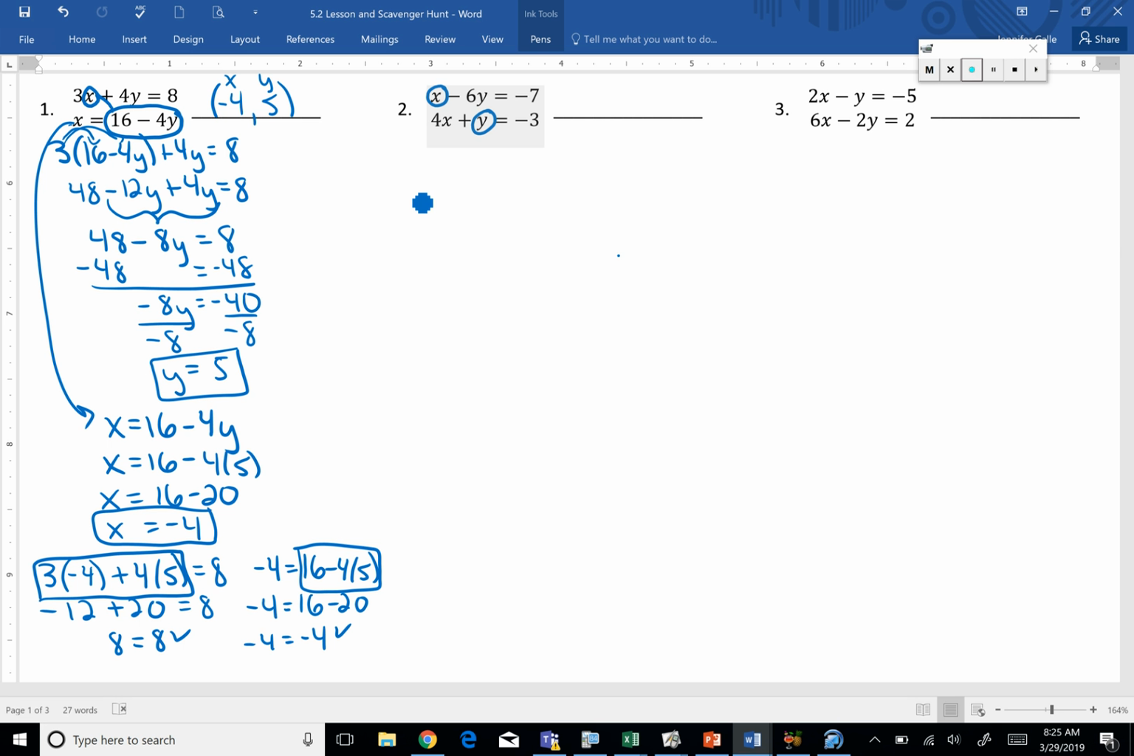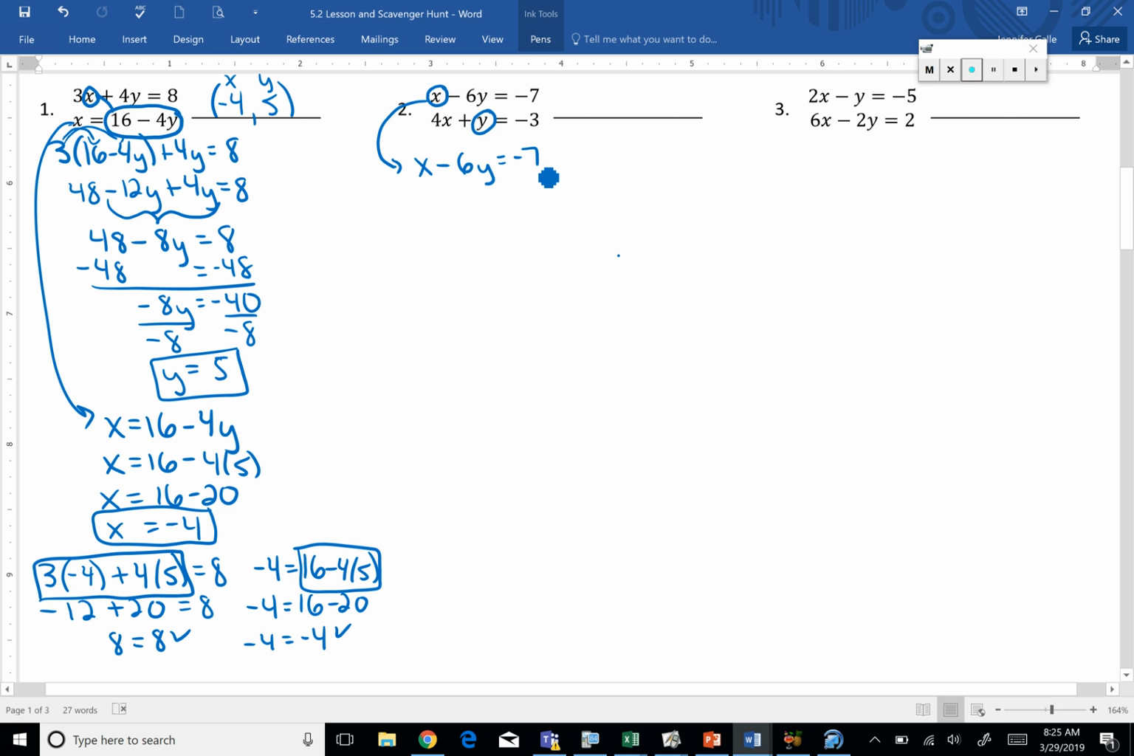So I'm going to take the top equation, x minus 6y equals negative 7, and I'm going to get that plain old x all by itself. Either choice would be fine, guys. X or y, it doesn't matter. If I have x minus 6y equals negative 7, and I want to get x by itself, how do I take minus 6y and move it to the other side? How do I undo subtracting?